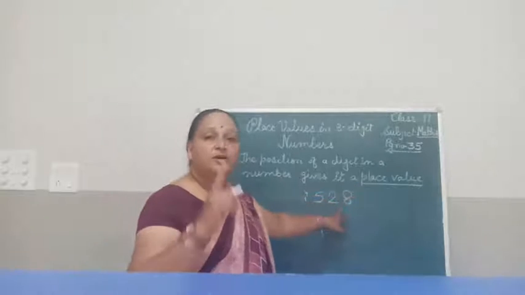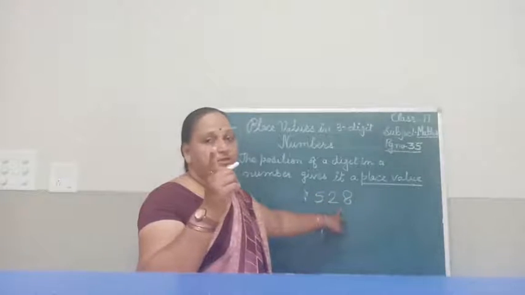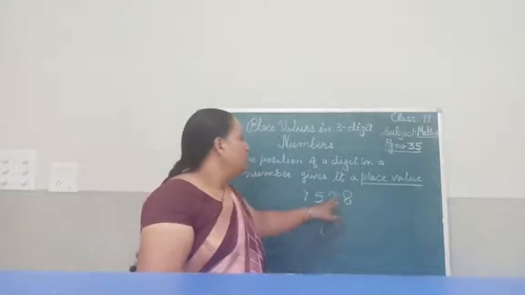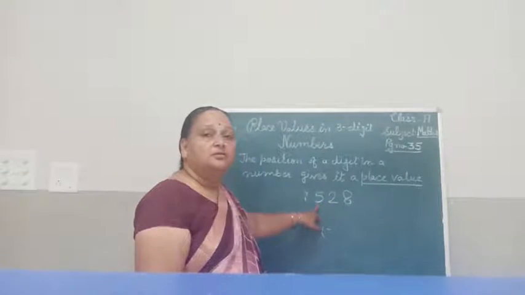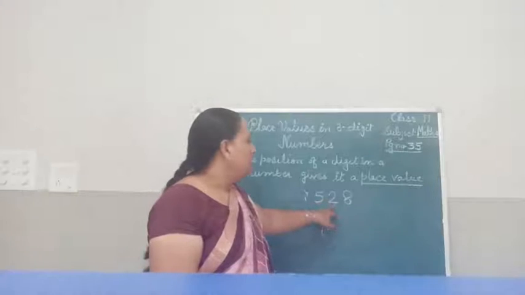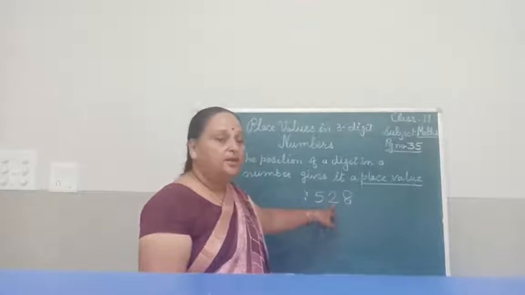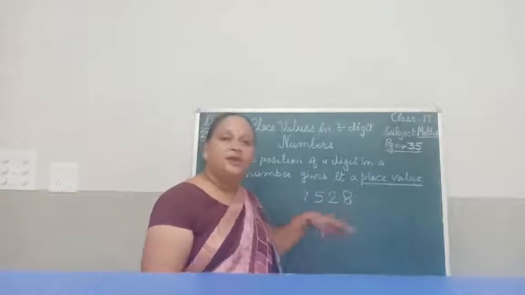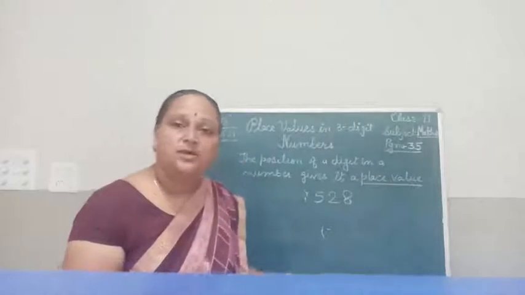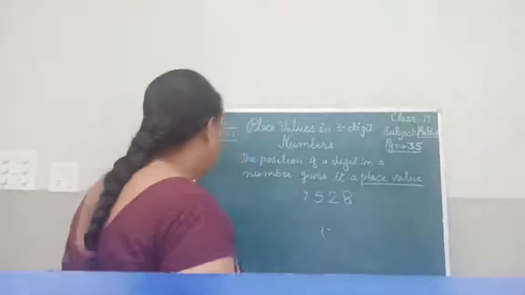Suppose 8 is on 1's place, so 1's is its place value. 2 is on 10's place and 5 is on 100's place. So place value of 2 will be 20. Place value of 5 will be 500 and place value of 8 will be 8 because it is on 1's place. It is a single-digit number.